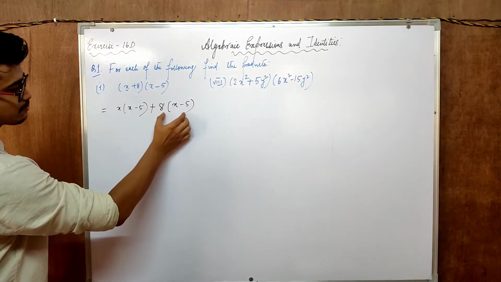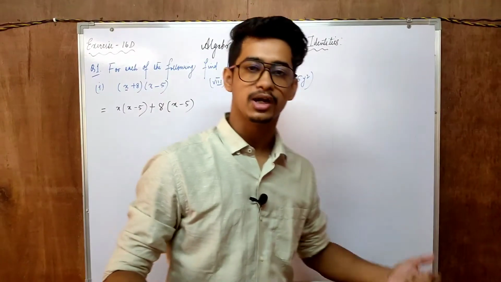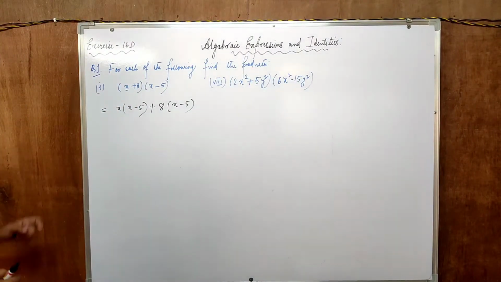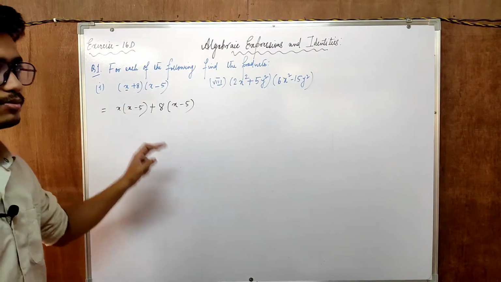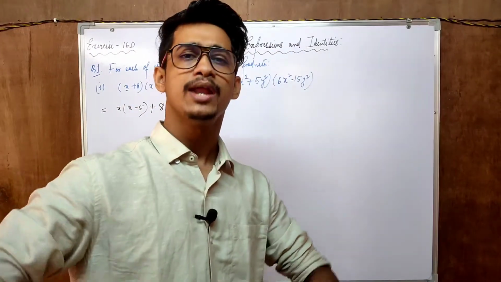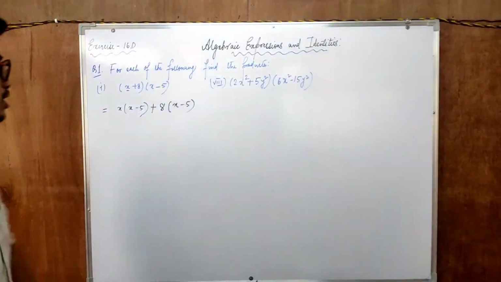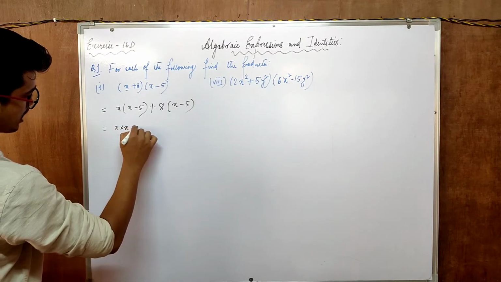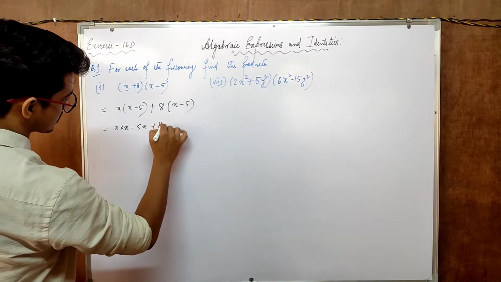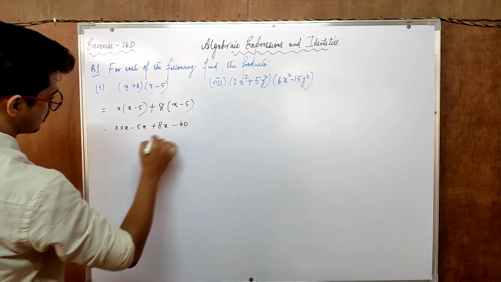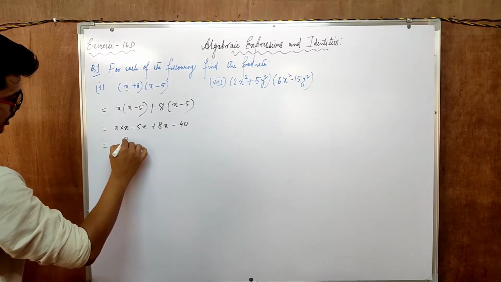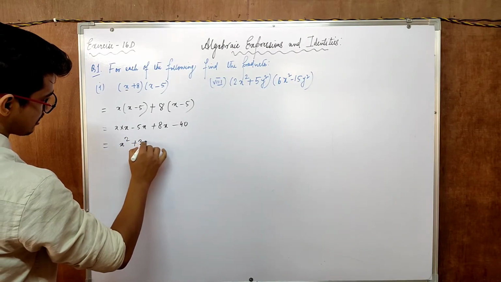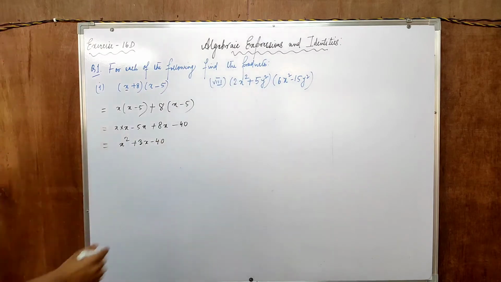If we consider this part only, we know that this is the part of exercise 16C, and we absolutely know how to proceed. So just converting these two brackets into one bracket is exercise 16D, and everything else remains the same. Finally we will do x into x minus 5x plus 8x minus 40. So it will become x square minus 5x plus 8x, which becomes 3x, and minus 40. That is our required answer.